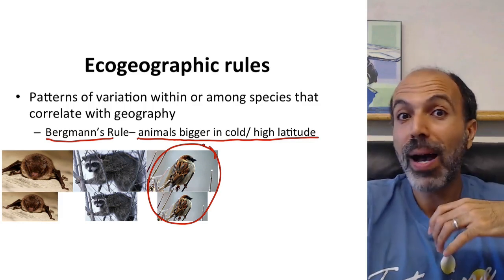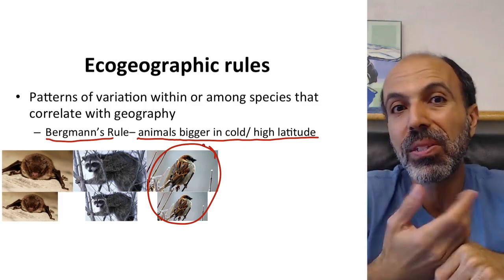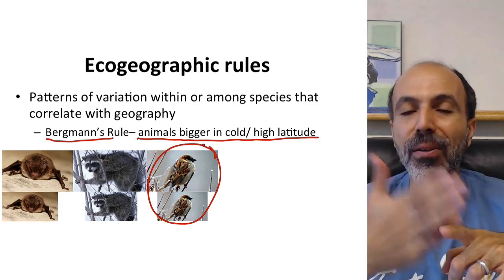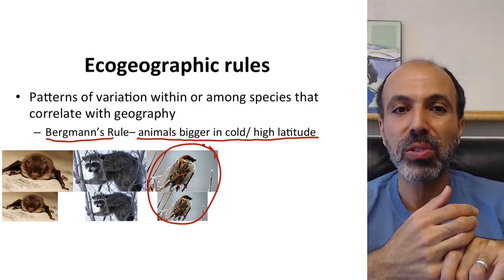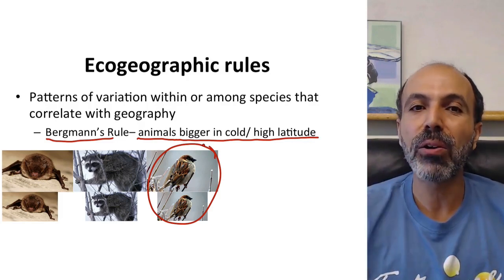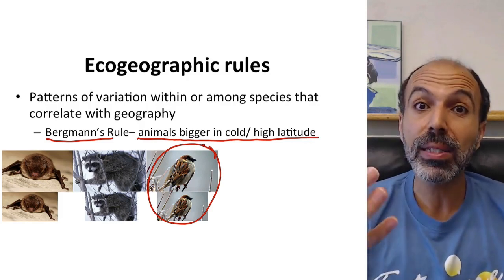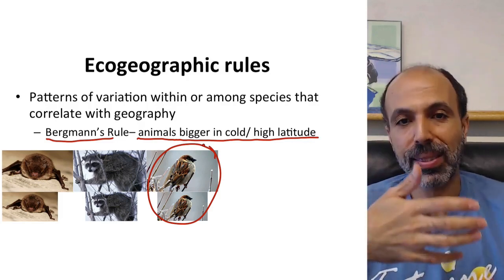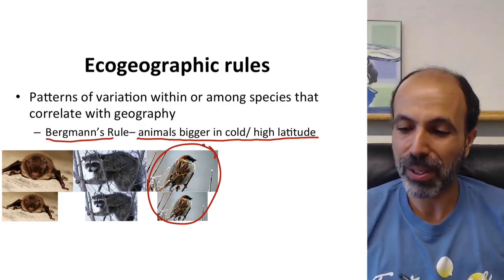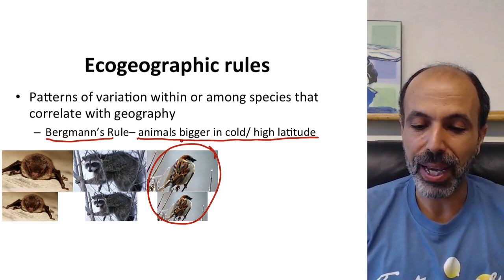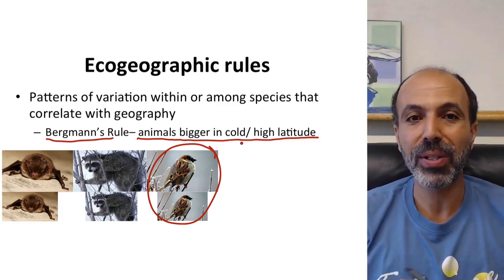Now, this is just one possible explanation. We're not positive that this is the cause for it, nor are we positive in every individual case that this is a result of natural selection. But we see this pattern over and over again, and it's suggestive of natural selection, and it makes sense. So we'll come back to this sort of principle a little bit later on in the class as well. So Bergmann's rule, again, is that animals tend to be larger in cold environments or in high latitudes.